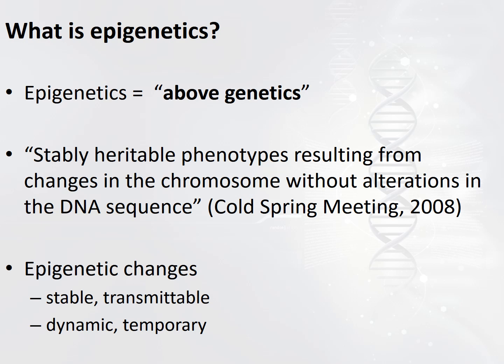The formal definition, established in 2008, was stably heritable phenotypes resulting from changes in the chromosome without alterations in the DNA sequence. Those epigenetic changes can either be stable and transmittable to the offspring, or they can be dynamic and temporary, constantly added and removed from the genome.